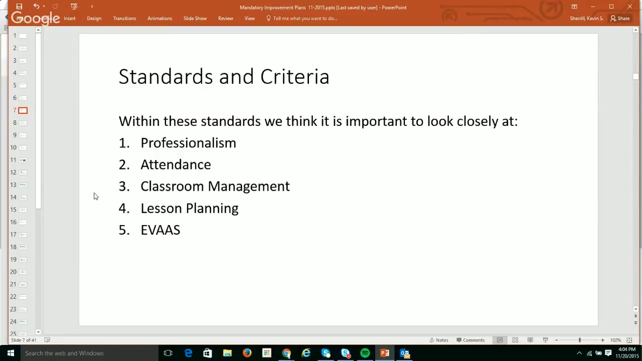Within these standards, we in Winston-Salem in particular think it's important to look closely at professionalism, attendance, classroom management, lesson planning, and EBOS. These are the areas that when we sat down in senior staff, Dr. Emery and others around the table felt like we really wanted to look most critically at for the purposes of this process.